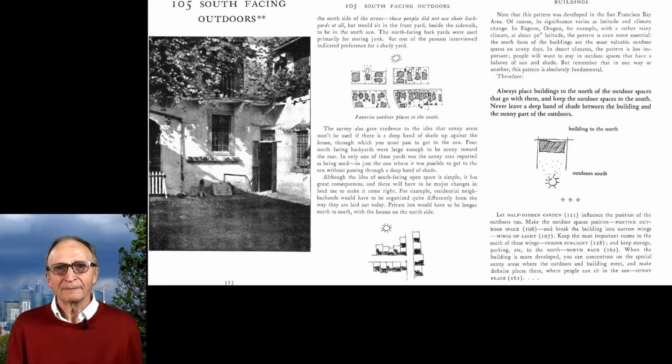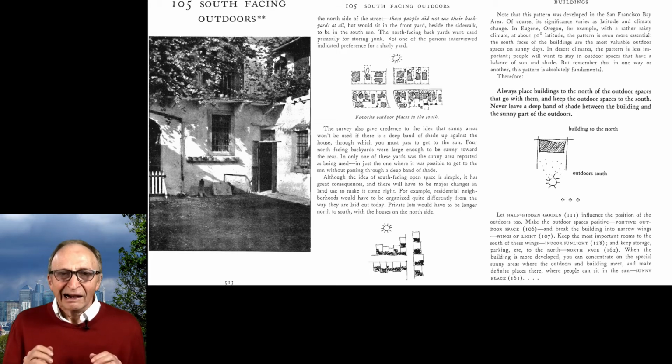Empirical background: if a building is placed right, the building and its gardens will be happy places, full of activity and laughter. If it's done wrong, then all the attention in the world and the most beautiful details will not prevent it from being a silent and gloomy place. Although the idea of south-facing open space is simple, it has great consequences, and there will have to be major changes in land use to make it come right. For example, residential neighbourhoods would have to be organised quite differently from the way they are laid out today.